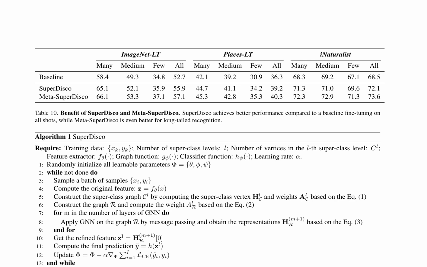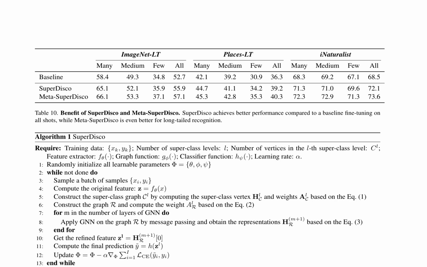It initializes learnable parameters, samples a batch of samples, computes the original feature, constructs the superclass graph and weights, and applies a graph neural network, GNN, to obtain refined features. The final prediction is computed, and the parameters are updated using the cross-entropy loss.